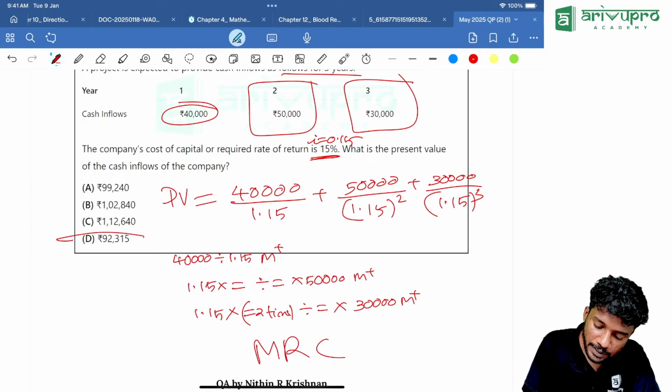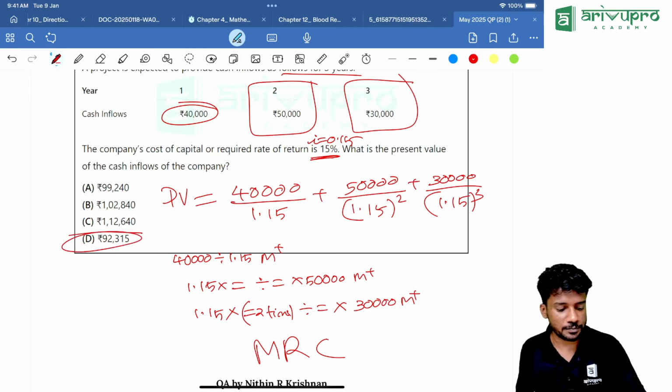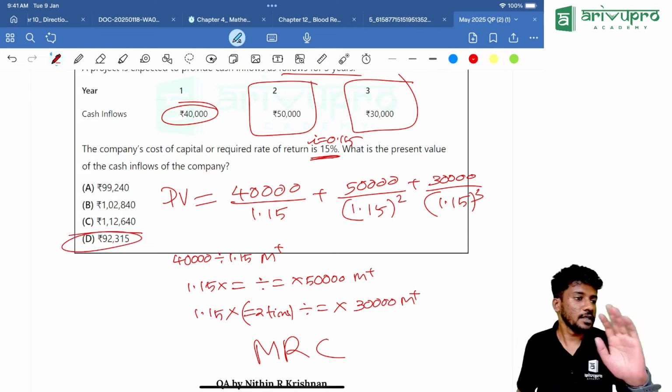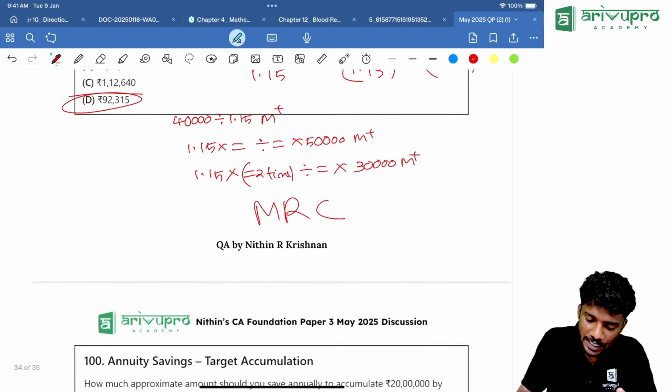Option B or D? Boy or dog? Dog. Option D. Okay. Yes. Can we do the final question from the May attempt?